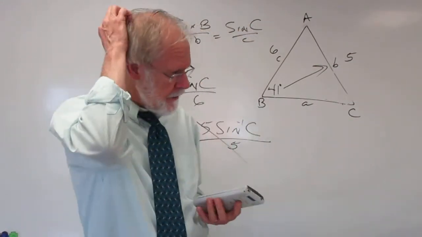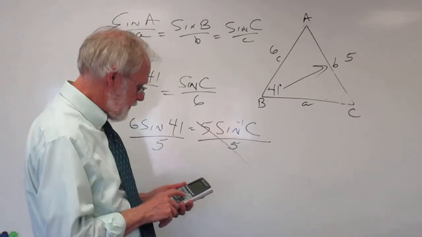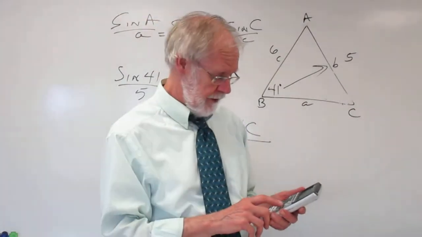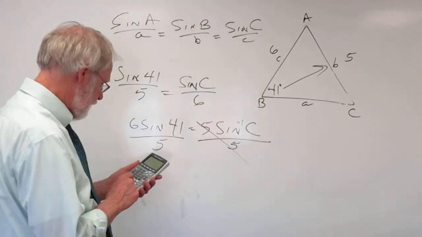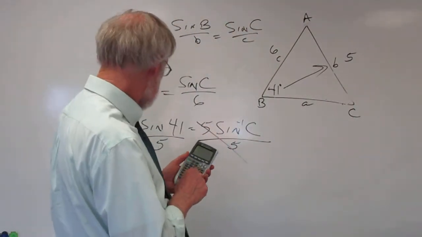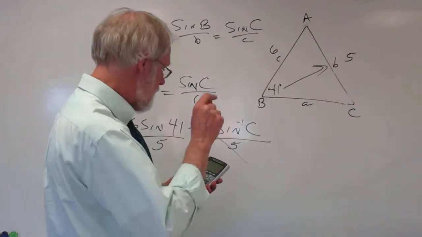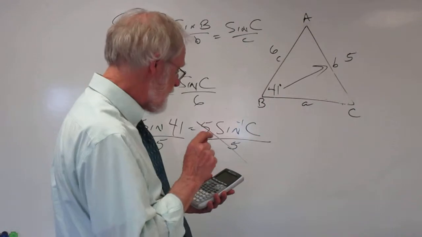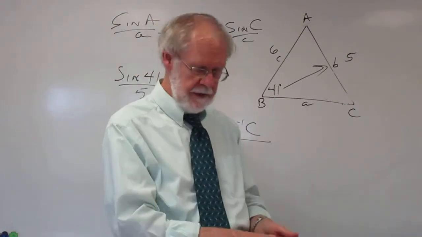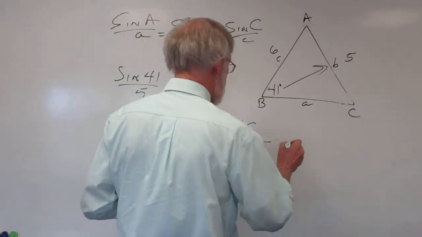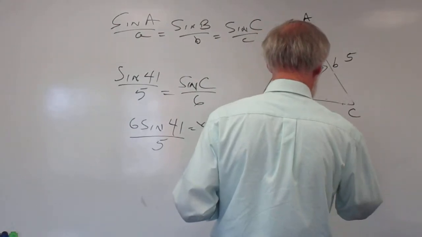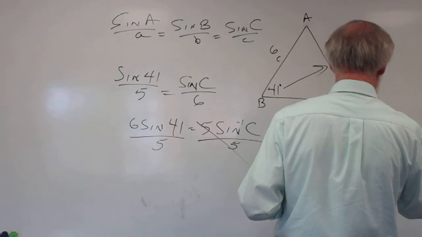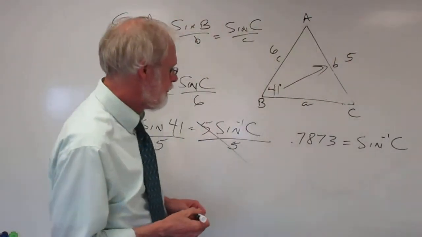So on the calculator, the very first thing I'm going to do, of course, is to check and make sure that my calculator is in degrees, and you should do the same, please. All right, now, 6 sine 41 equals, divide that number by 5, and I get 0.7873. So now what I have is 0.7873 is equal to sine C.